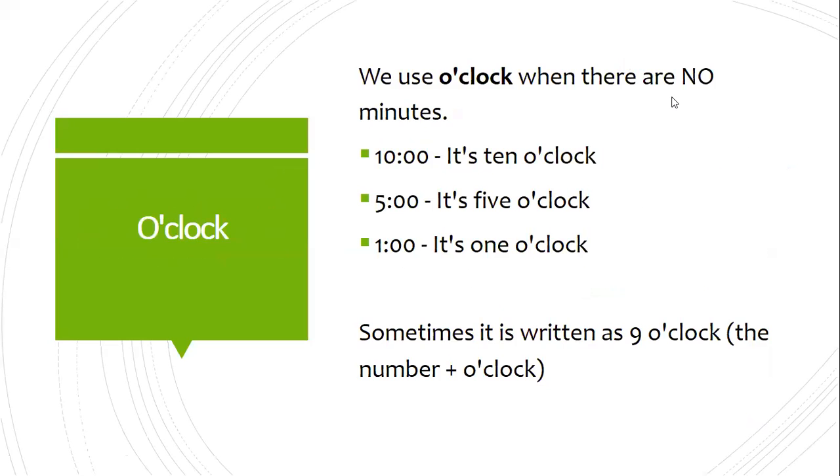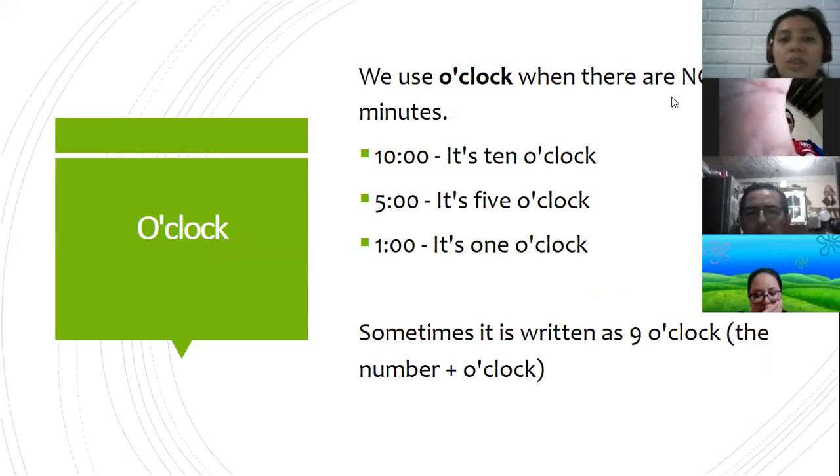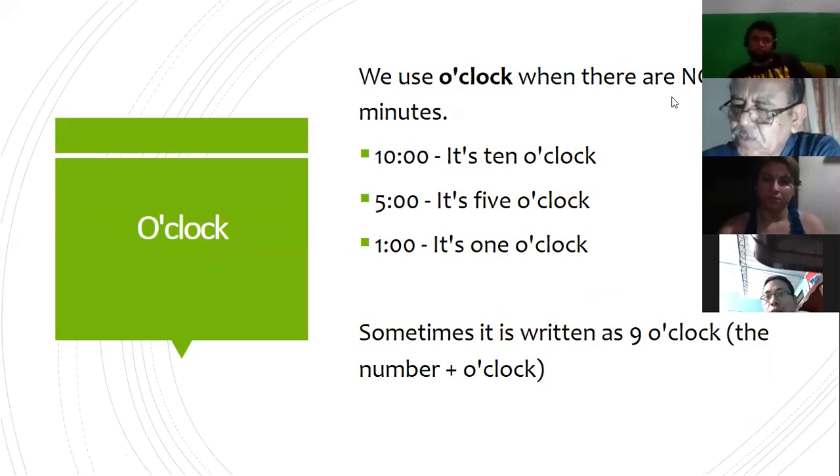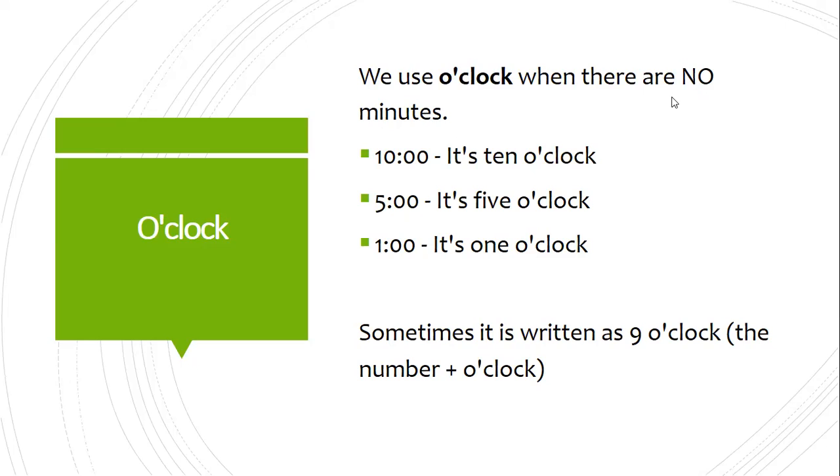Okay, so then we have the following information. Something that I was telling you, that we use o'clock when there are no minutes. O sea, cabal, cuando es la hora exacta, utilizo lo que es o'clock. Okay. Danis, can you read the examples, please? It's 10 o'clock. It's 5 o'clock. It's 1 o'clock. So many time it is written has 9 o'clock, the number plus o'clock. Thank you, Danis.